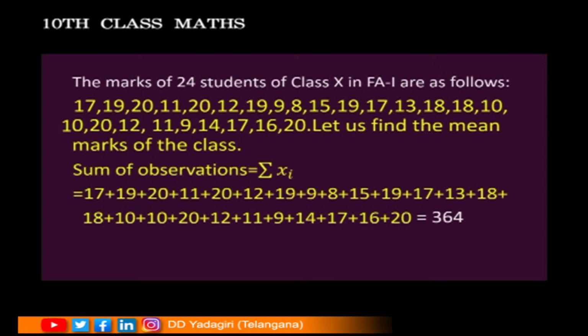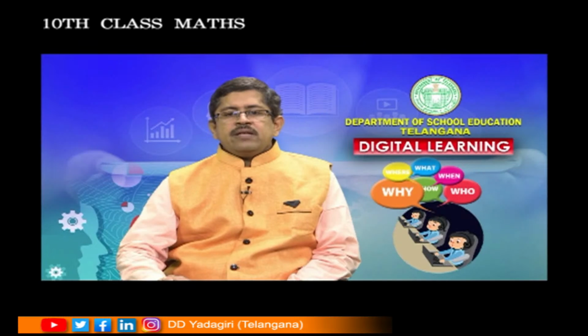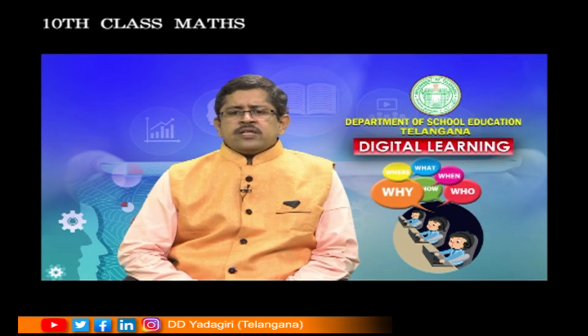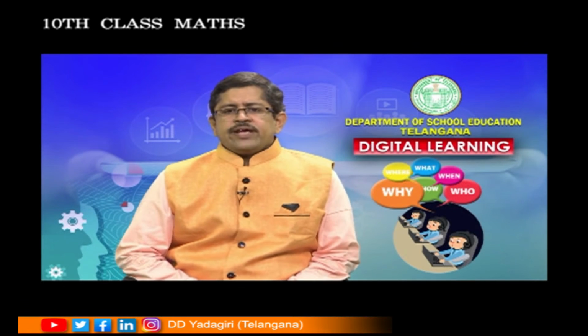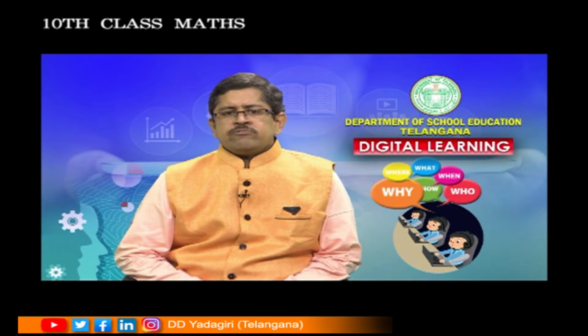The sum of the values you get is 364. How many students are there here? You have 24 students. So the value of n is 24. So the mean x bar is equal to sigma xi divided by n, which is nothing but 364 divided by 24, which is 15.17. So the mean marks of the class 10 of the 24 students is around 15 marks. We observe that the mean x bar is 15.17, approximately 15.